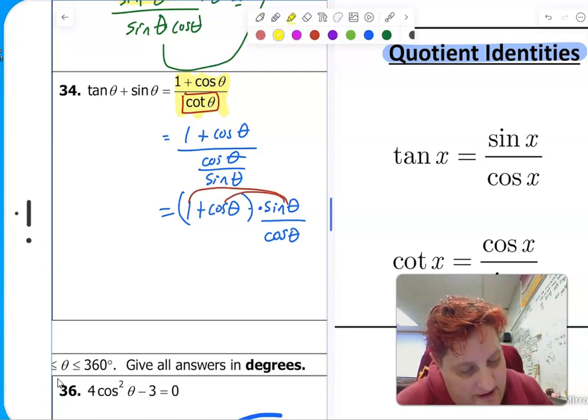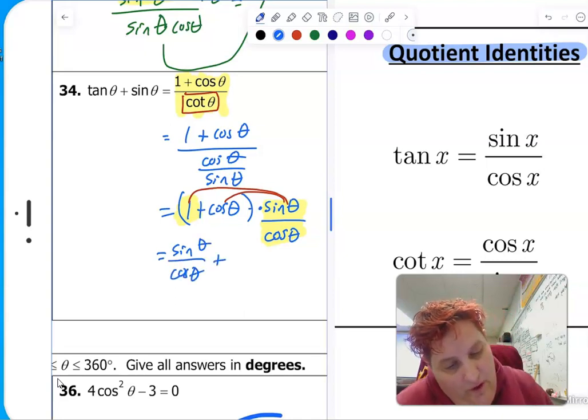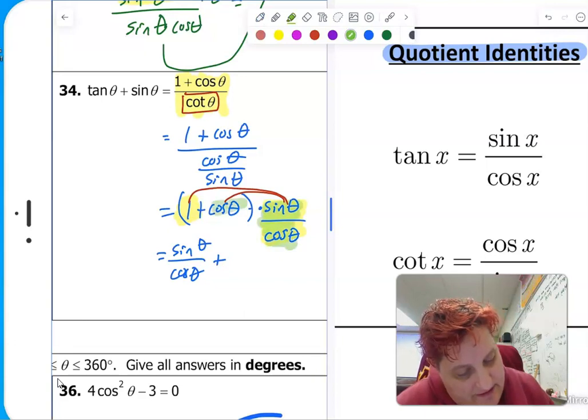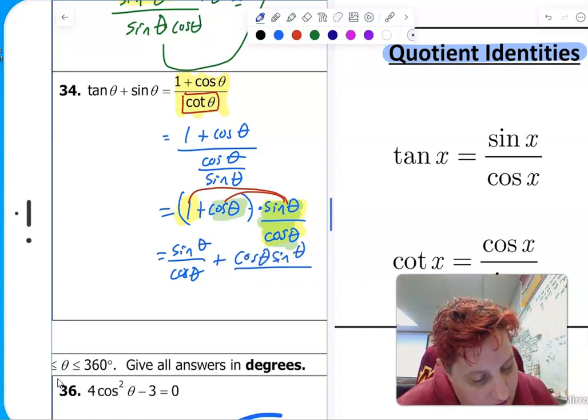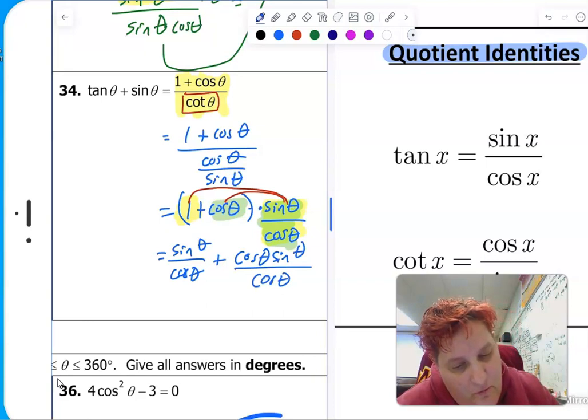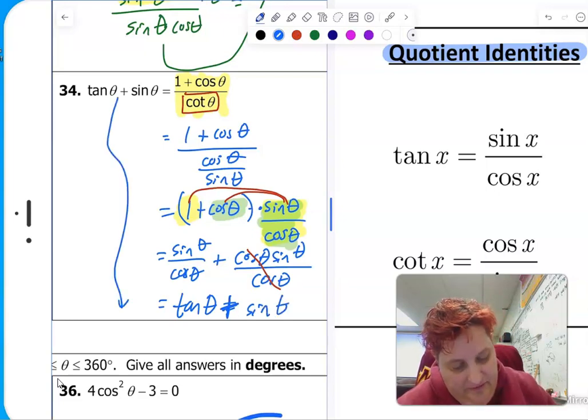Now, when I multiply this one times this one, I get sine over cosine. When I multiply this one times this one, I get cosine sine over cosine. Well, check it out, guys. Sine cosine is tangent, and here the cosines cancel out. That's a plus, and I get sine, and that's exactly what I'm looking for, so I'm done.